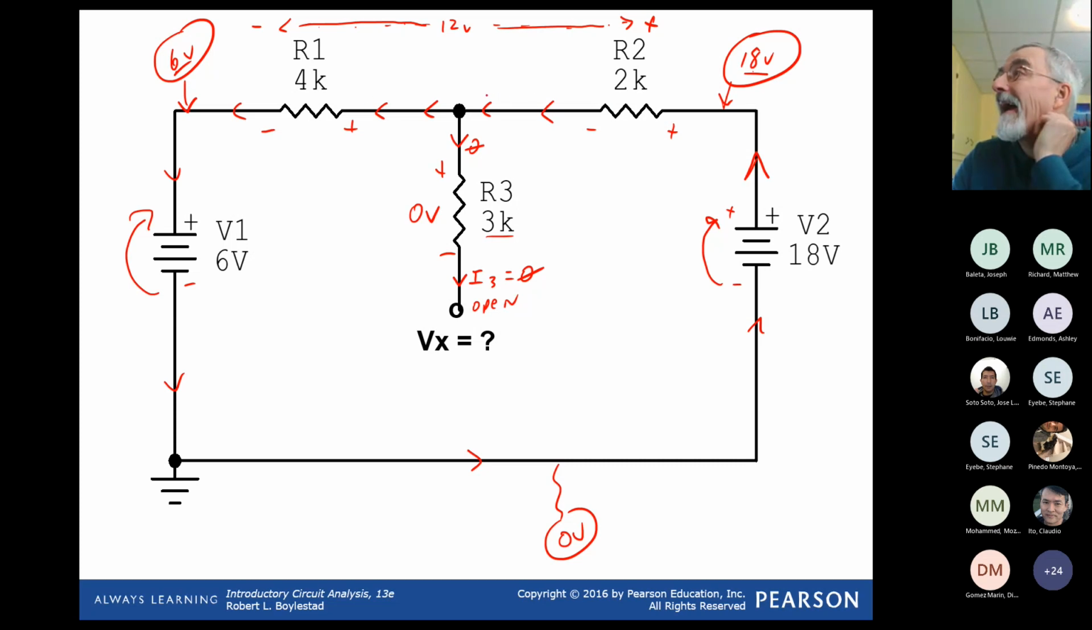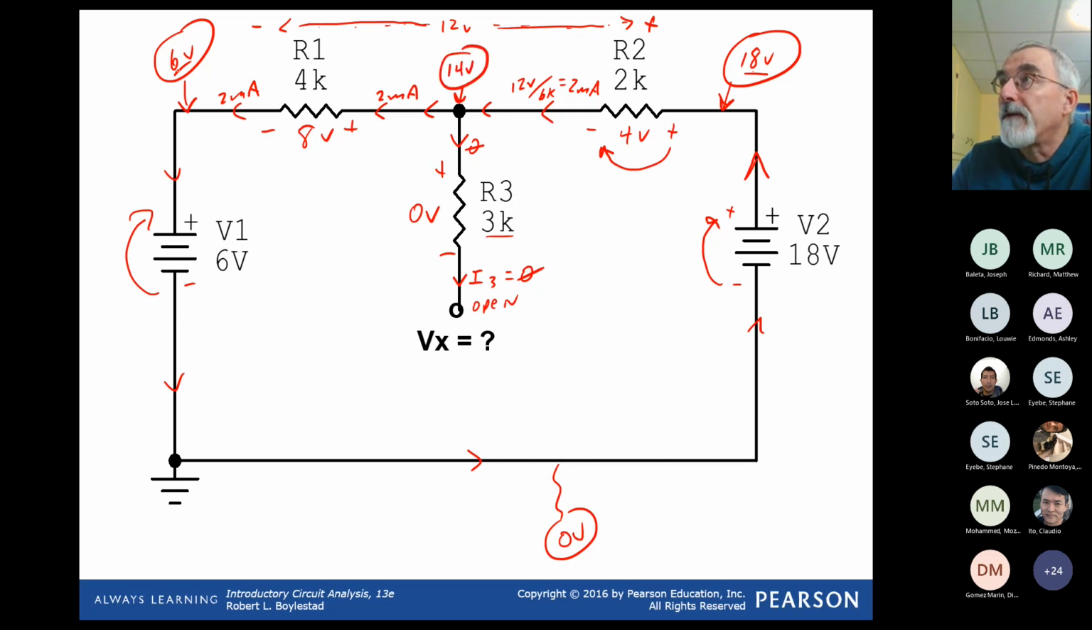So that gives me my I here as 12 volts divided by 6K, or 2 milliamps. So I have 2 milliamps of current flowing here. The 2 milliamps times 4K gives me my 8 volt drop. 2 milliamps times 2K gives me my 4 volt drop. And then I go back to traveling the circuit. 18 volts, drop 4, I must be here at 14 volts. Or if I want to go the other way, 6 volts, go up 8.